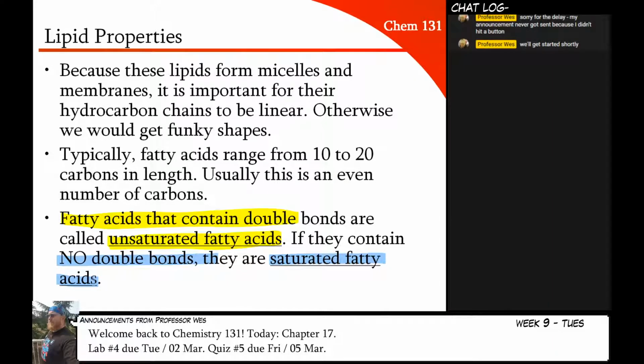Now, why do we care about double bonds specifically? That is because when I have a double bond, remember that double bonds can make a cis or trans orientation. If I have a cis orientation, I'm going to cause my molecule to bend. We're going to see that in just a second. Whereas if I have a trans orientation, then it looks relatively linear. And if I have no double bonds at all, so just a saturated fatty acid, then it still looks relatively linear to begin with.